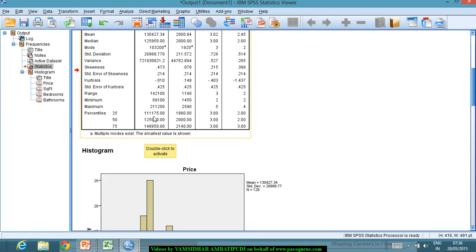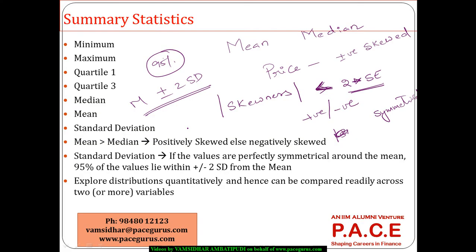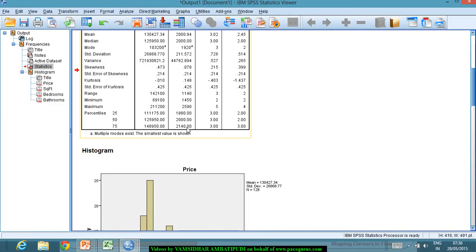And the quartiles, as we have already talked about, 25% of the prices are below 111,000. 25% of the houses have less than 1880 square feet. 25% of the houses have prices more than 148,950. 25% of the houses have an area which is greater than 2140 square feet. So some such kind of a conclusion can be made quite effectively. But of course, that's not a conclusion, that's an interpretation.